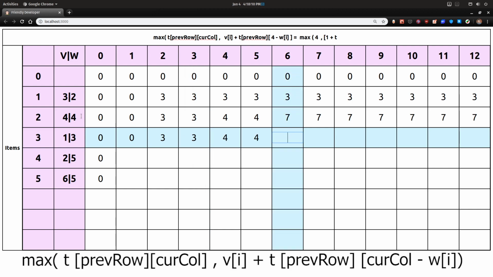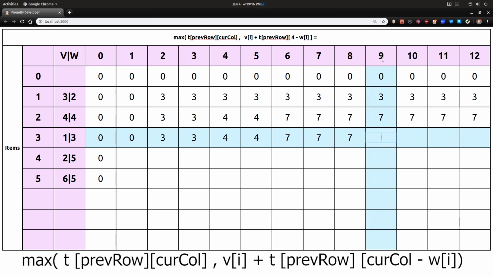For a capacity of 6, we can include item 2 and item 3, or item 2 and item 1, with a value of 7. So we can say maximum of one choice by excluding the current item, or by including the item we consider the table value corresponding to the second row, and 6 minus 3, which is T of 2 of 3, which is 3. So 1 plus 3 is 4, maximum is 7, and so on. Similarly, you get the same value of 7 for all these weights.